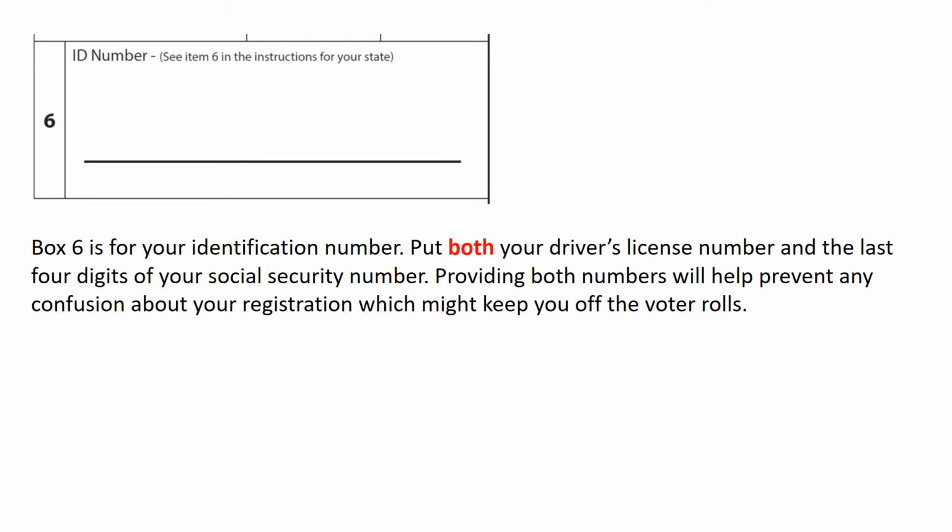Box 6 is for your identification number. Put both your driver's license number and the last 4 digits of your Social Security number. Providing both numbers will help prevent any confusion about your registration, which might keep you off the voter rolls.